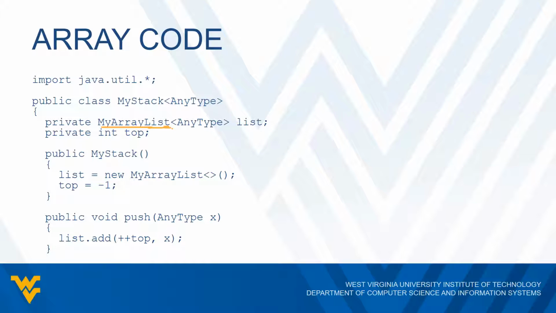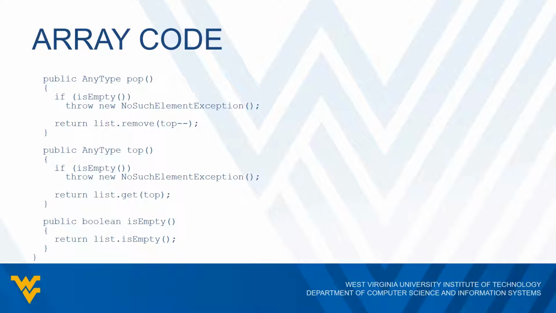In the constructor, we would see that we're just going to call the myArrayList constructor. So that's what we're doing here. Top is still -1. And then when we're pushing, we're still calling the same add method. It's really no different from what we saw before in our stack implementation. And then here is the code for the remainder of our stack class. And if you look over here, it doesn't look any different from the linked list approach.